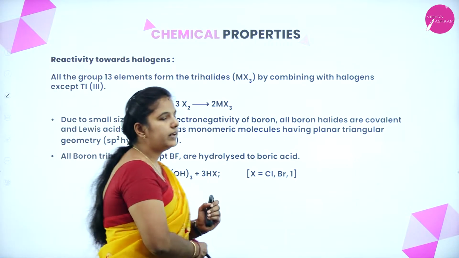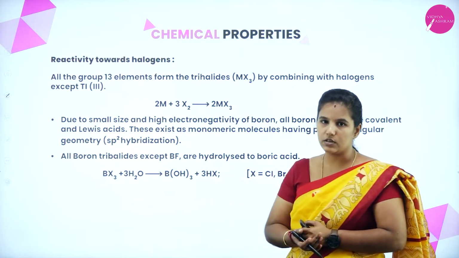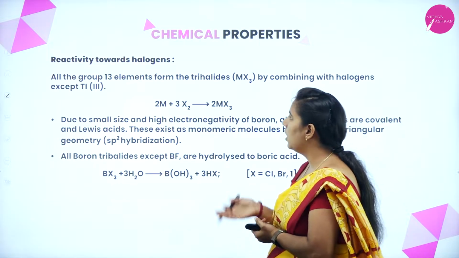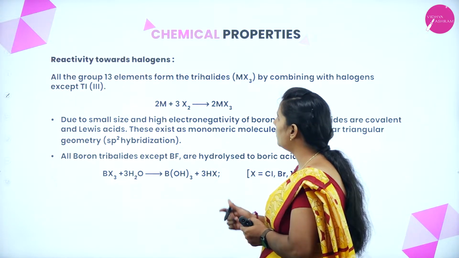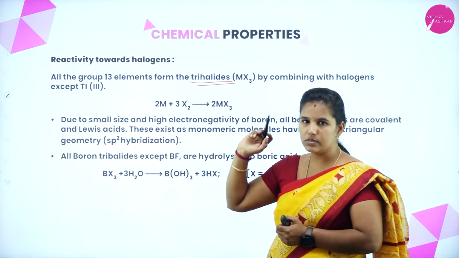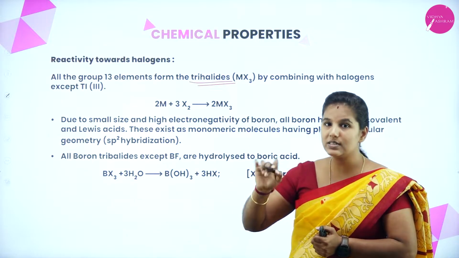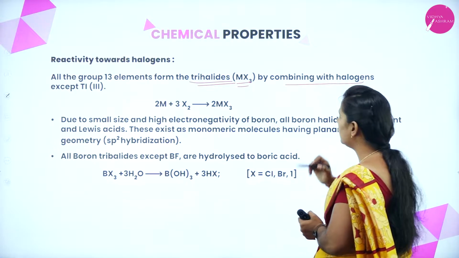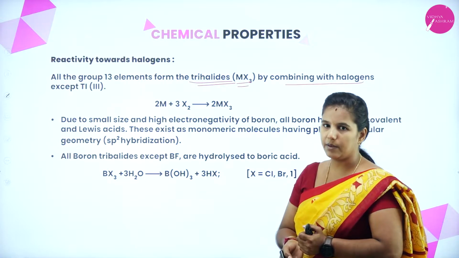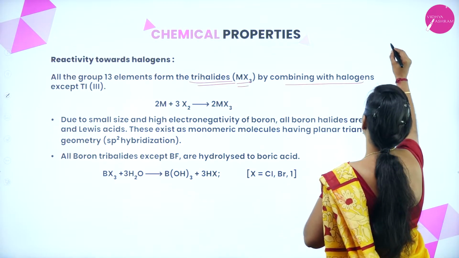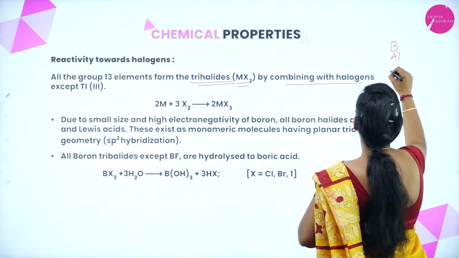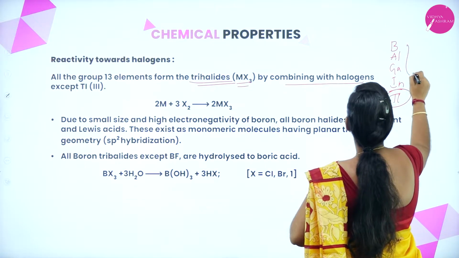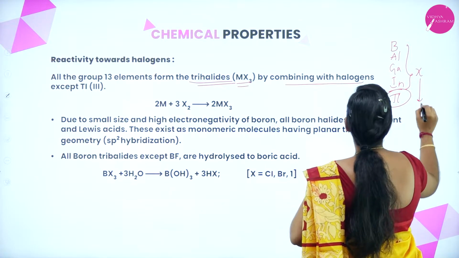Next is reactivity towards the halogens. Let's see how the group 13 elements react with the halogens. All the group 13 elements form trihalides. When they react with a halogen, they form a trihalide of general formula MX3 by combining with the halogen atom, except thallium. Except thallium, all the elements like boron, aluminium, gallium and indium can react with the halogen, thereby forming what?